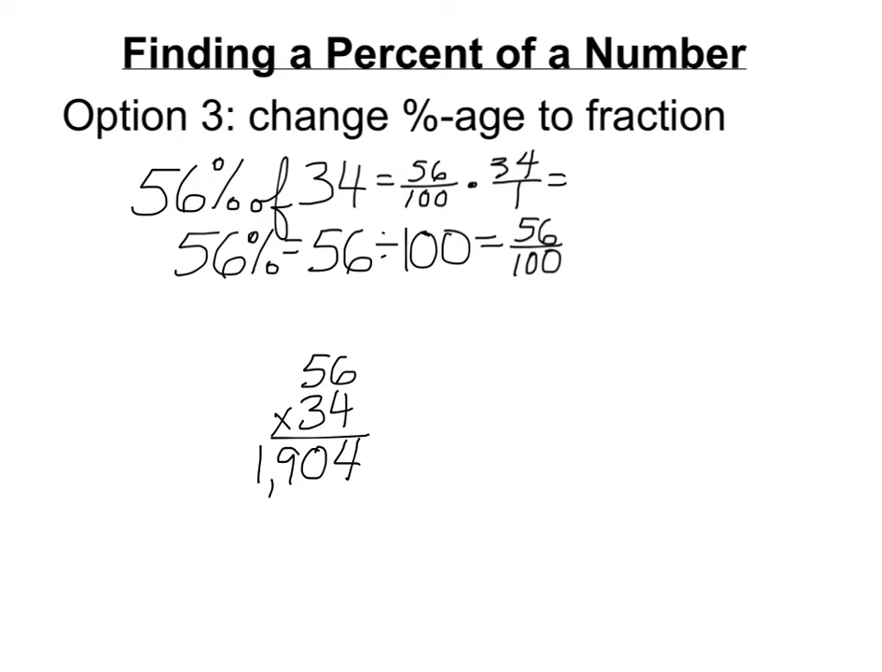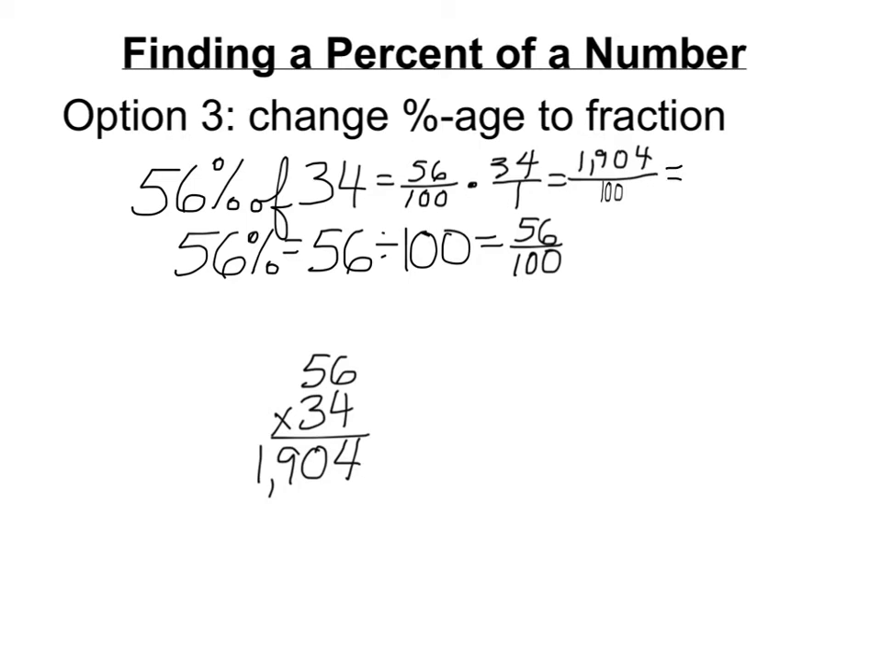So, my numerator is 1,904 over my denominator, which is 100 times 1, or just 100. This is an improper fraction, so I need to simplify it.